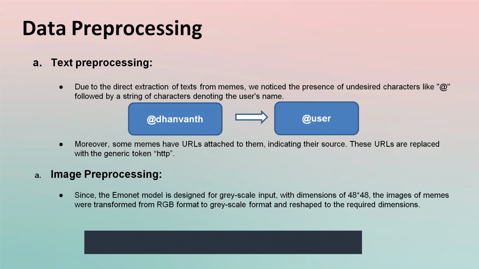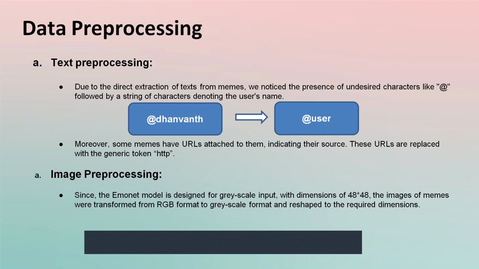Here, we observe that some of the memes have usernames in the text. We believe that there won't be any relation between the username and the emotion behind the meme. So we have pre-processed those usernames into "user", so that the model will predict in a better way. Also, there are some unwanted URLs present in the text, so we replace those URLs with HTTP.